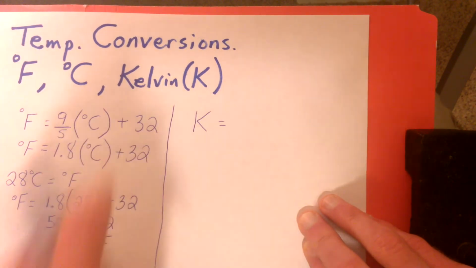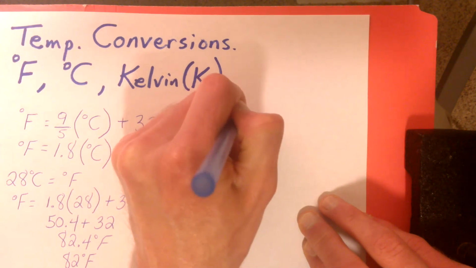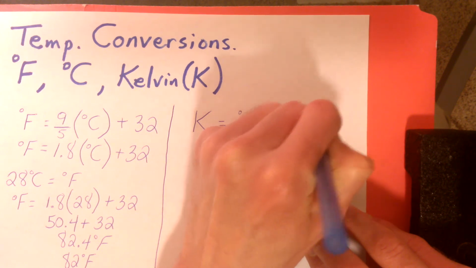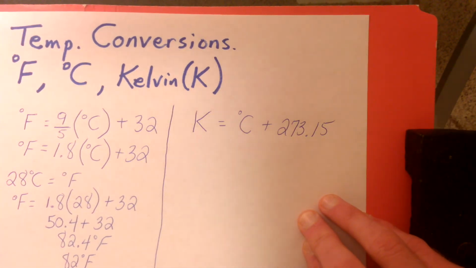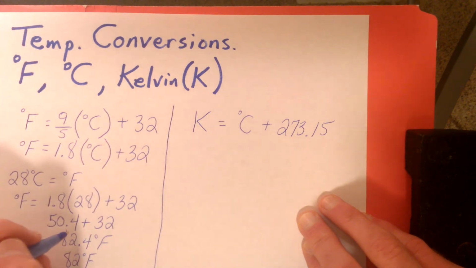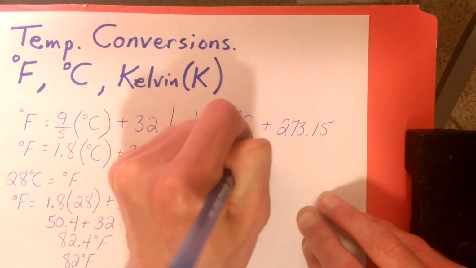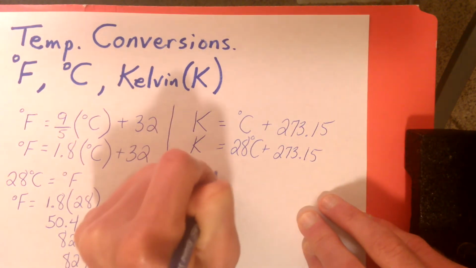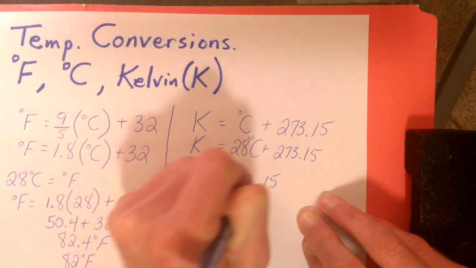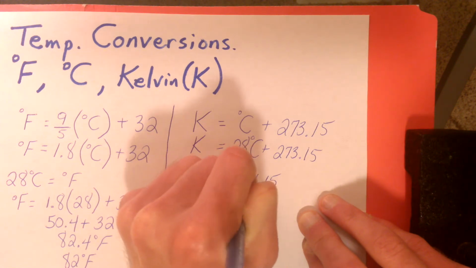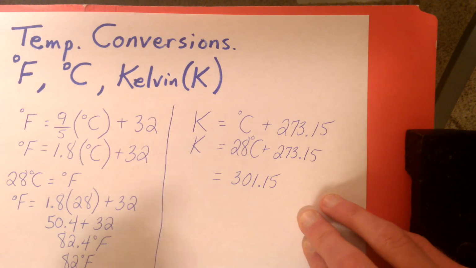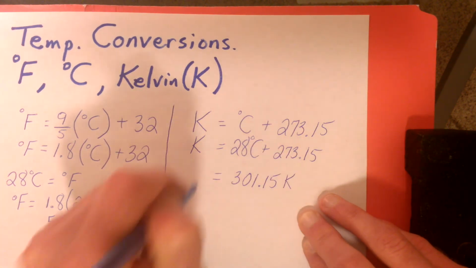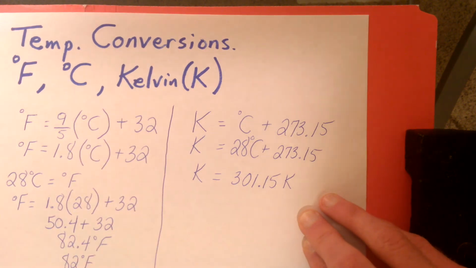And now to convert into Kelvin, the Kelvin temperature, again just symbolized with the capital K, is equal to the Celsius temperature plus 273.15. Now, we may or may not use this 0.15 depending on our significant figures. So let's take this same 28 Celsius from our previous example. So 28 degrees Celsius plus 273.15. That will give us Kelvin. So that's going to give us 301.15 Kelvin.